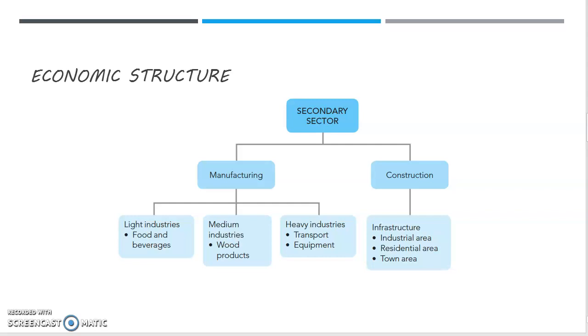Well, for the secondary sector, we can categorize it into two categories. The first is manufacturing and the second is construction. Under the manufacturing sector is the light industry, where there are food and beverages industries, then medium industries, for example wood products. And lastly is the heavy industries, such as transportation equipment and heavy equipment. While under the construction industries, it is mainly for infrastructure, whether you are in the industrial area, constructing in the residential area, or also in the town areas.